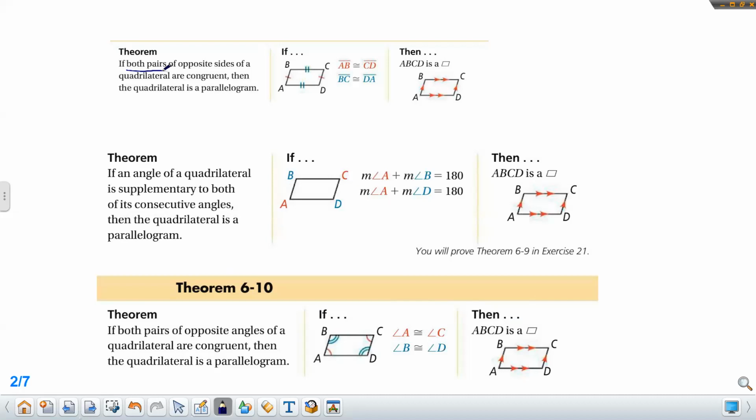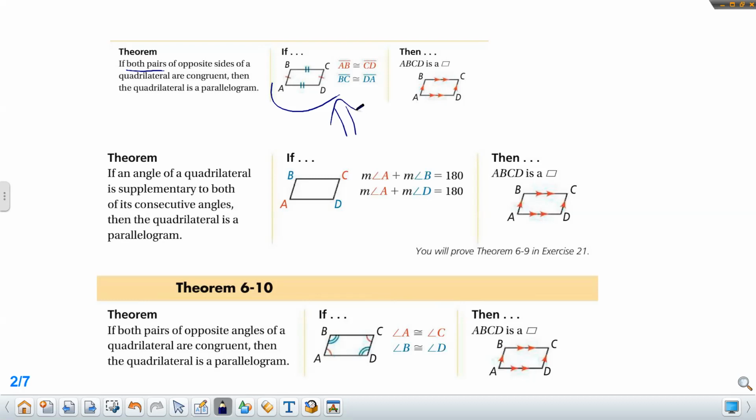For example, if you have a quadrilateral like ABCD, and you know AB equals DC and BC equals AD, so each two opposite sides are equal. This is one condition. If you have this condition, you can say the quadrilateral ABCD is a parallelogram. This is the first case.